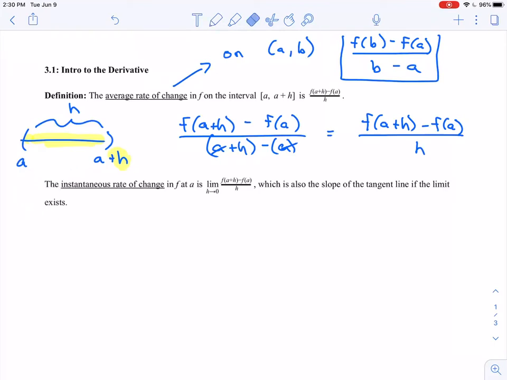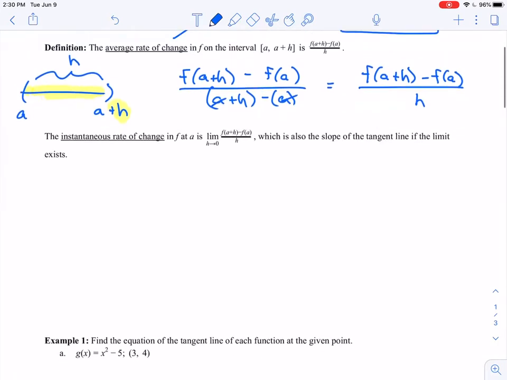What happens? Well, here's the big kicker of this section. We end up with this thing called the instantaneous rate of change, which is the limit as h approaches 0 of f of a plus h minus f of a, all divided by h, which also tells you the slope of the tangent line if the limit exists. And this is huge. This is something that we actually sort of hinted at way back in section 2.1, but we didn't quite nail down this idea.